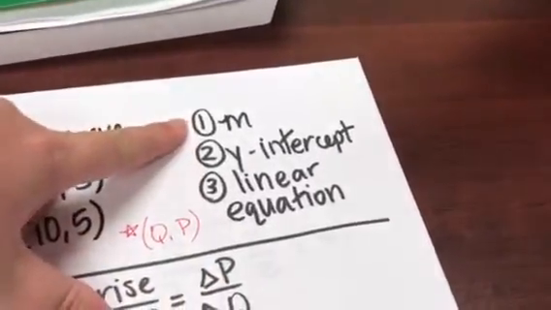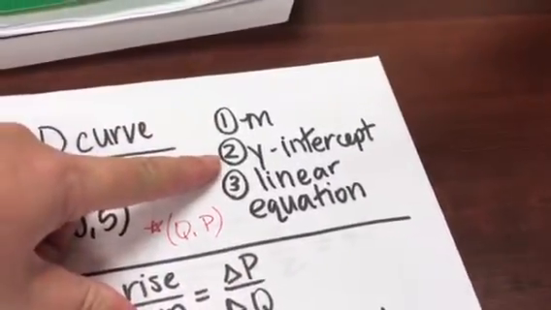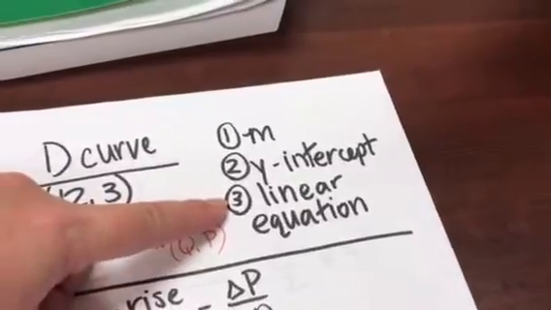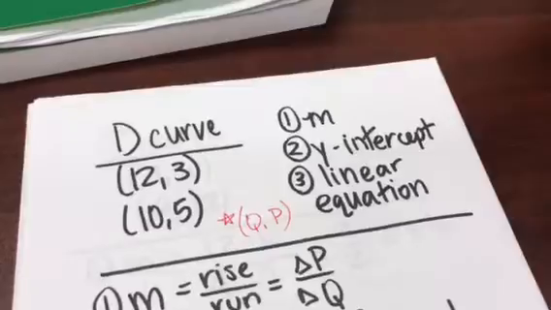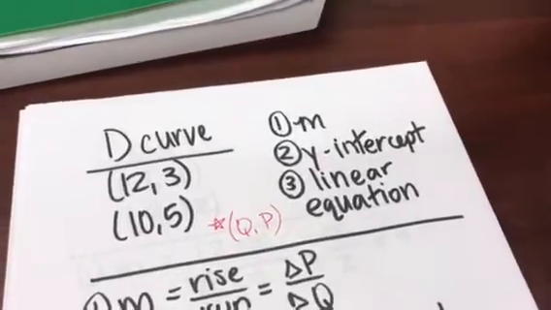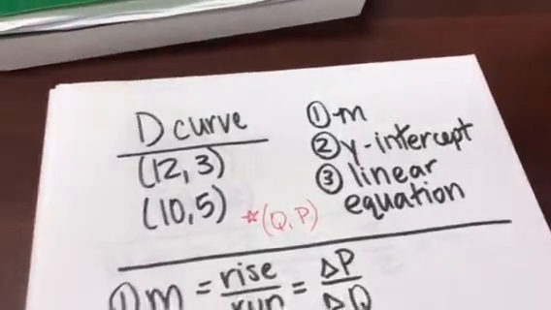Step 1, we're going to find our slope. Step 2, we'll calculate the y-intercept. Step 3, we'll then put that together to get our linear equation. We'll do the same process to get our linear equation for supply. We'll put those together then to solve for market equilibrium.